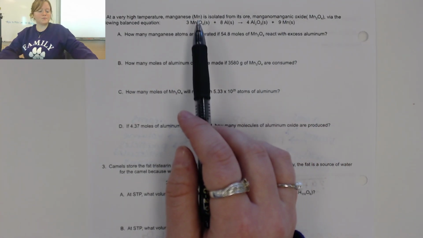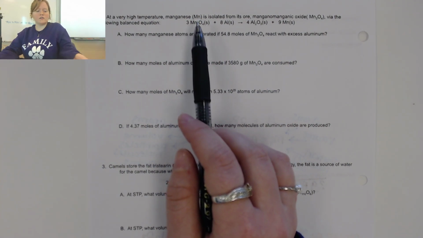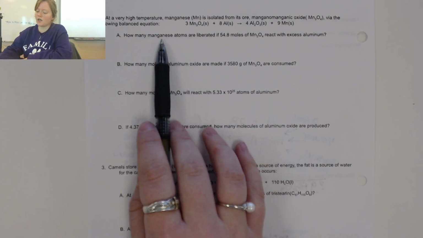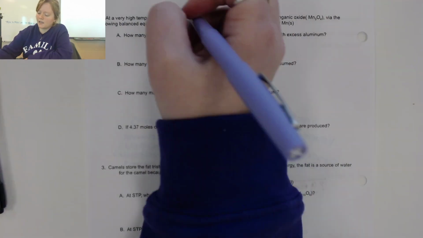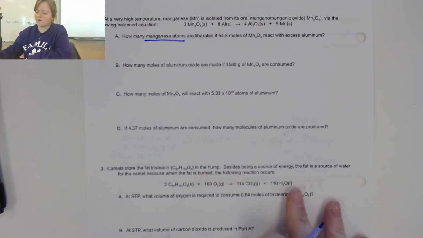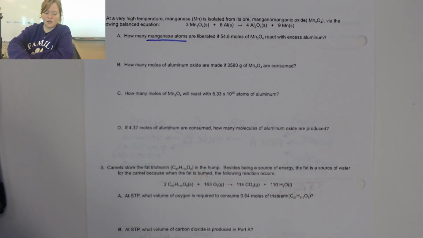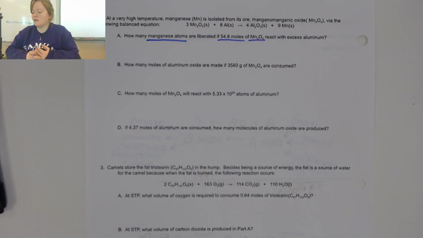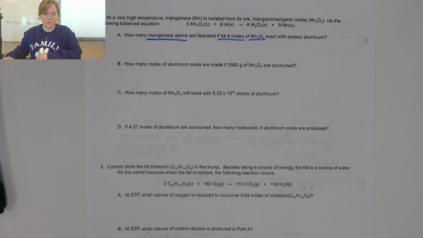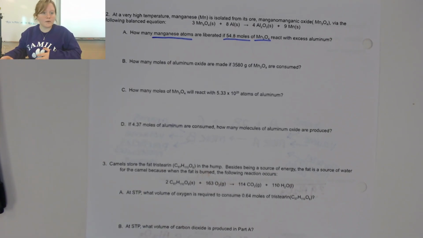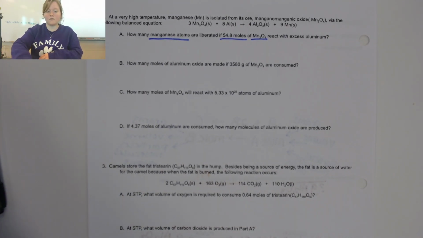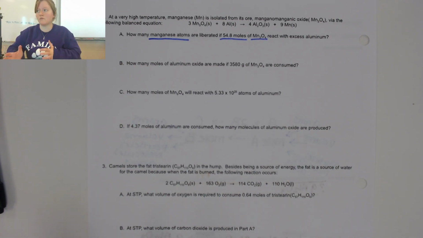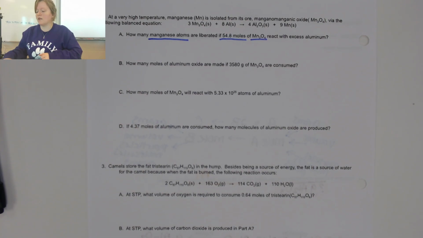So in our back page, right, let's take a look really quick here at A. If we have manganese atoms, we're trying to find how many manganese atoms have been released if we have 54.8 moles of our manganese oxide, okay? So again, make sure you are taking your time with this work. It's not about a race, it's just to see if you can figure out how to combine what we've been doing and what we've been doing recently into one big problem.